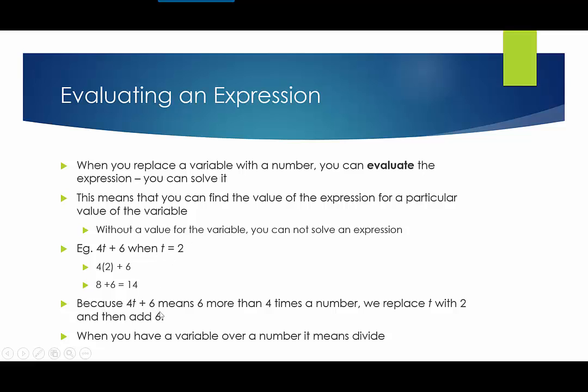So because 4t plus 6 means 6 more than 4 times a number, we replace t with a 2 and then add 6. When you have a variable over a number, it means divide. So if you have an x over 2, it would be x divided by 2. Again, that's product notation, where we get rid of the multiplication sign and write it as simply as possible like this.